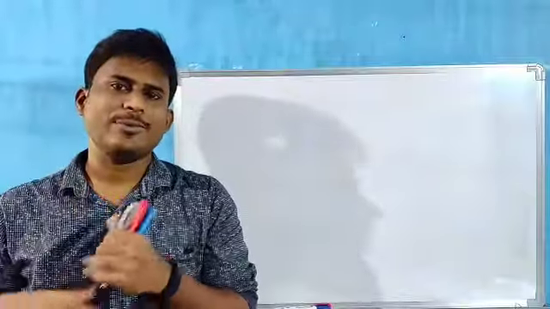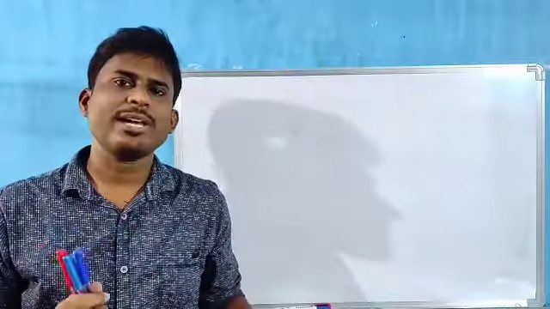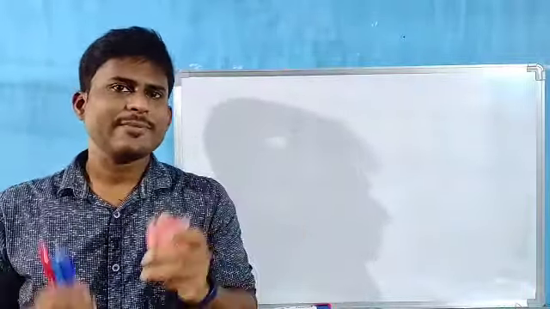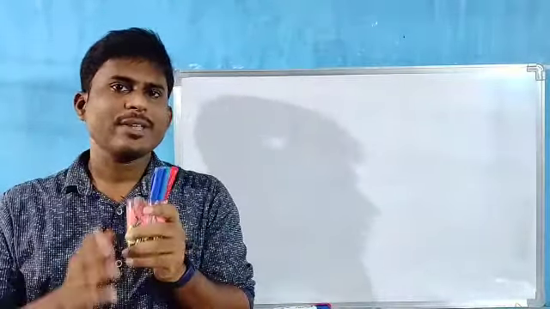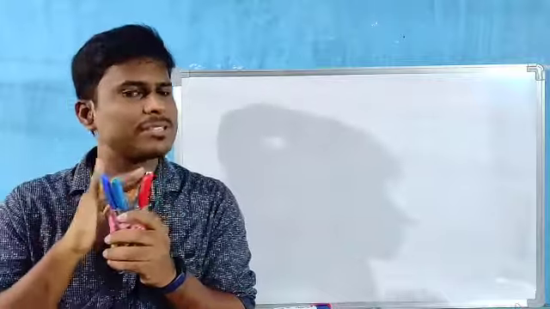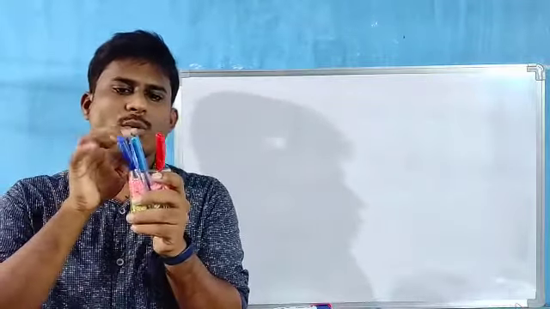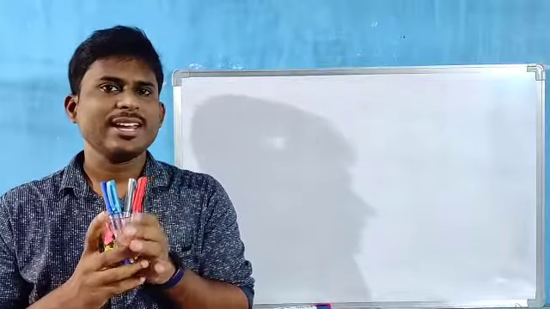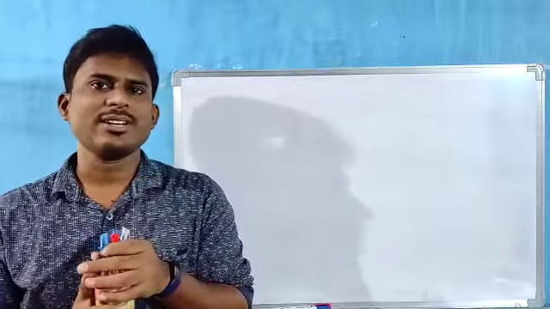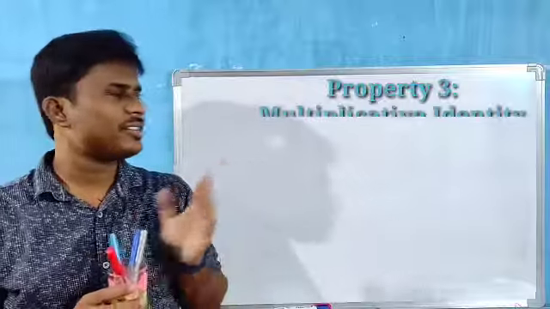4 pens I have. Now these 4 pens I want to place in the same glass again. Now 4 pens I placed in the one glass. Now see children, how many total pens do I have? If you count, 1, 2, 3, 4. 4 pens we have. Okay. Now this is our third property, children. This is multiplicative identity.